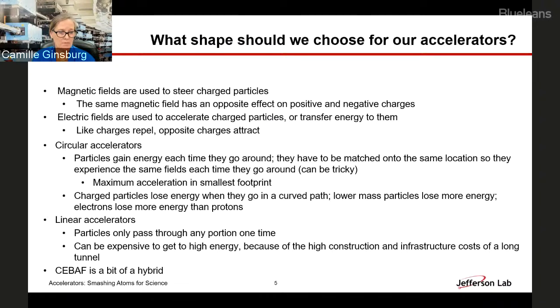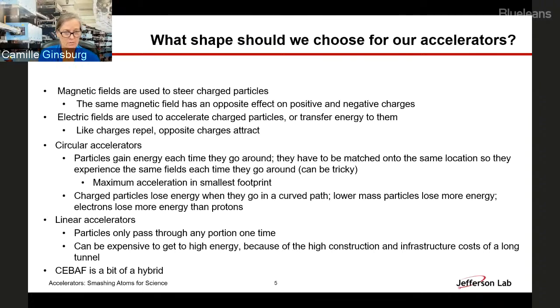There are two common shapes. Circular accelerators, and in that case, particles gain energy each time they go around. But they have to be matched onto the same location each time they go around so that they get the same fields each time they go. And that can be tricky. But it does allow you to gain maximum acceleration in the smallest physical space. Charged particles do lose energy when they go in a curved path, and lower mass particles lose more energy than higher mass particles, and thus electrons lose more energy than protons.